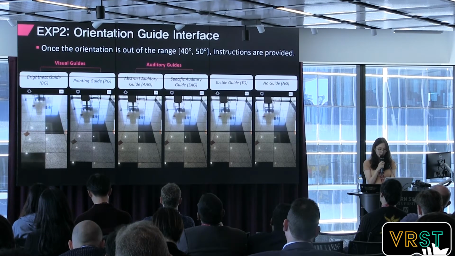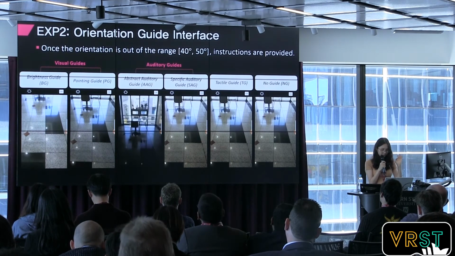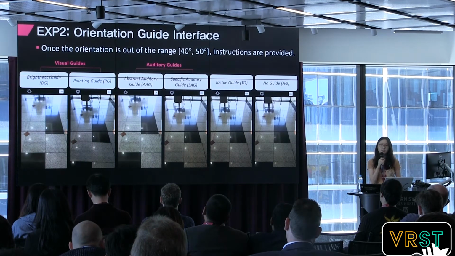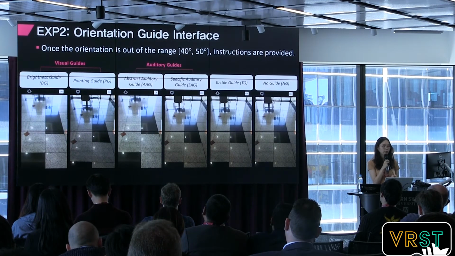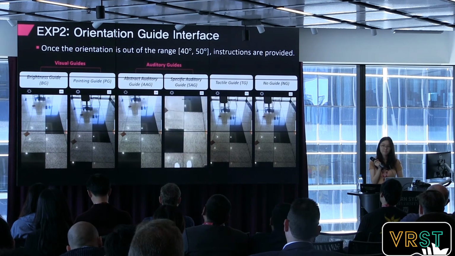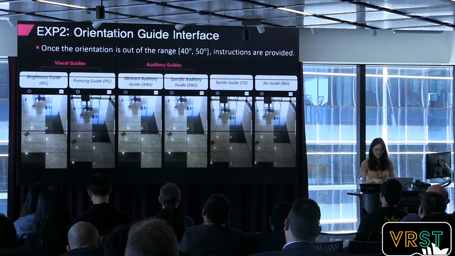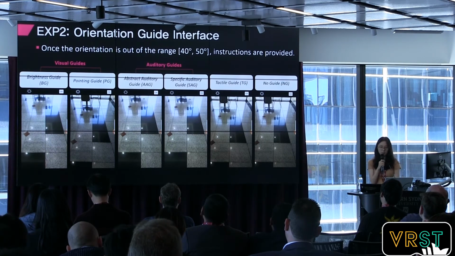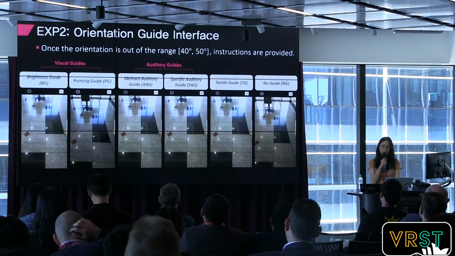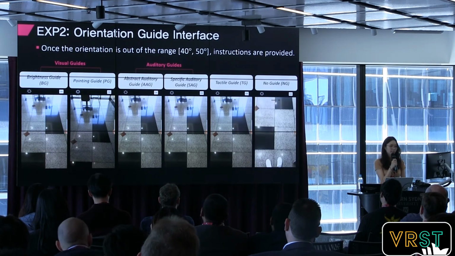As for auditory guides, there is an abstract auditory guide with a siren noise, and also a specific auditory guide where a recorded voice of up or down is played back. Down, up. Pretty straightforward. And there is also a tactile guide, which provides vibrational feedback for both directions, and no guide, where no instructions are provided.